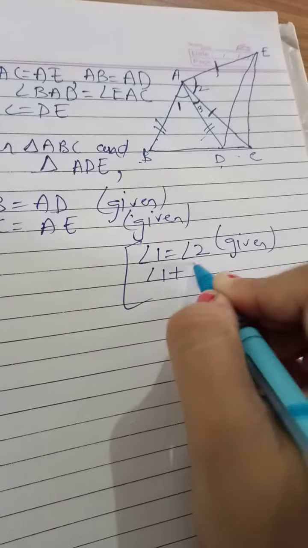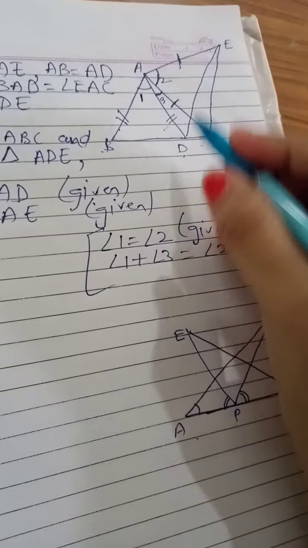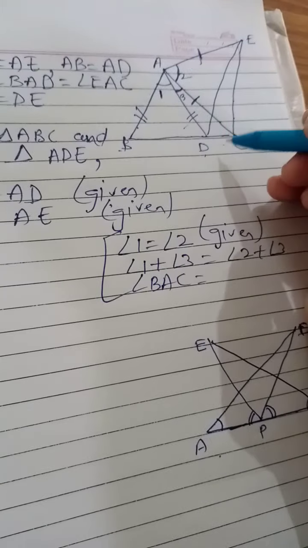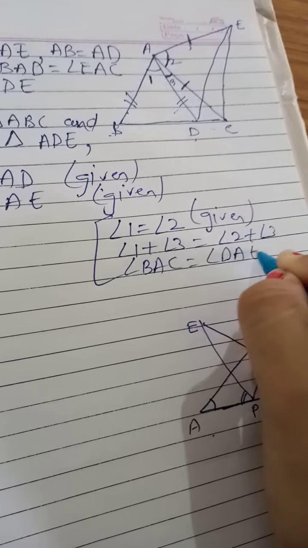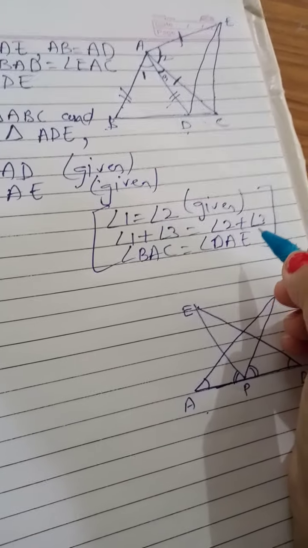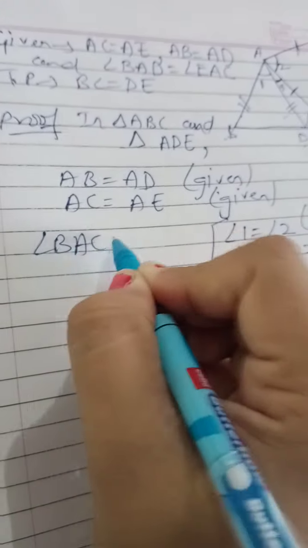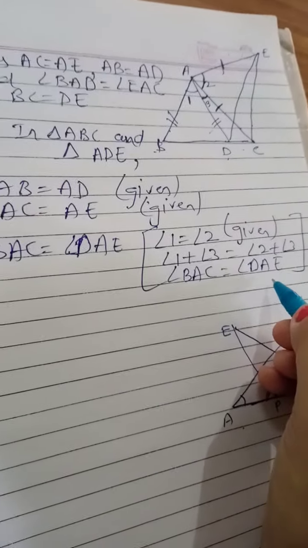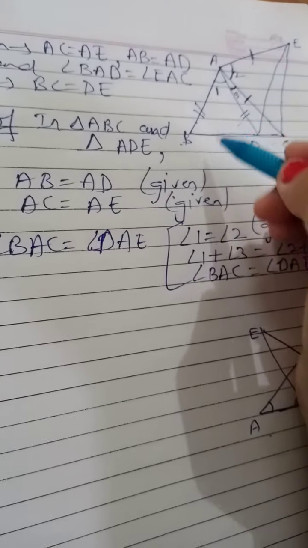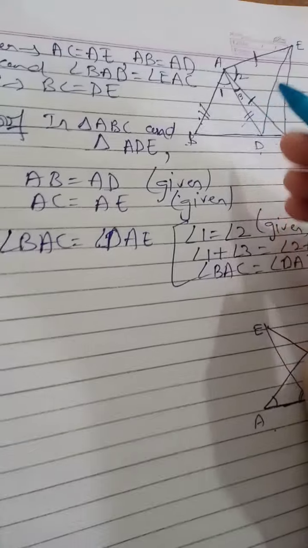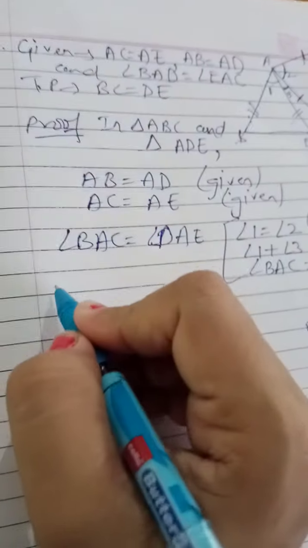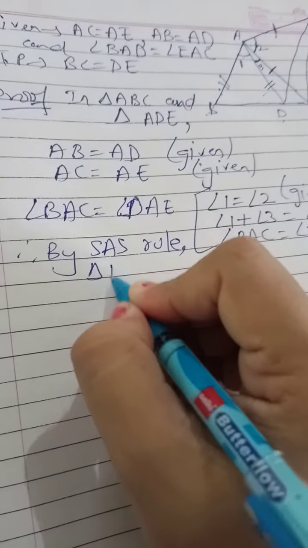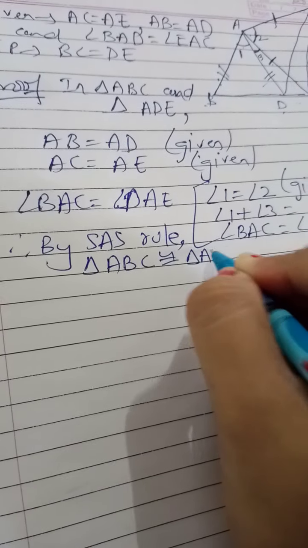If I add angle 3 to both sides, what will it become? Angle 1 plus angle 3 becomes angle BAC, and angle 2 plus angle 3 becomes angle DAE. So our third condition will be done. I will write angle BAC is equal to angle DAE. Now which rule will apply? Side angle side. Therefore, by the SAS rule, triangle ABC is congruent to triangle ADE.